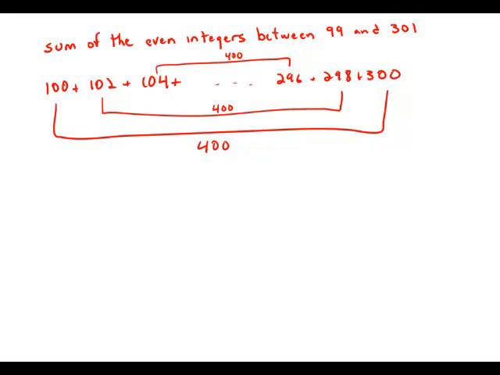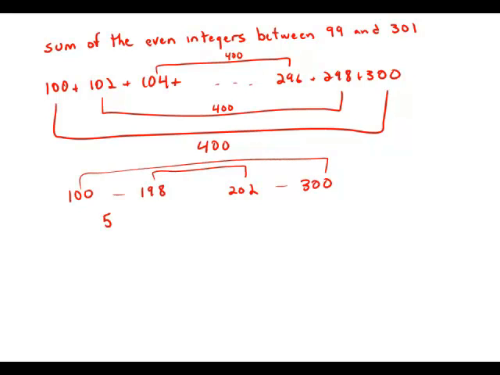Well, how many of these pairs do we have? Well, we're going to have numbers going from 100 to 198, and those are going to be paired with numbers, the top one is 300 going down to 202, and from 100 to 198, it turns out we have 50 pairs. So we have 50 pairs, each one of them adding up to 400. Well, 50 times 400, that turns out to be 20,000.